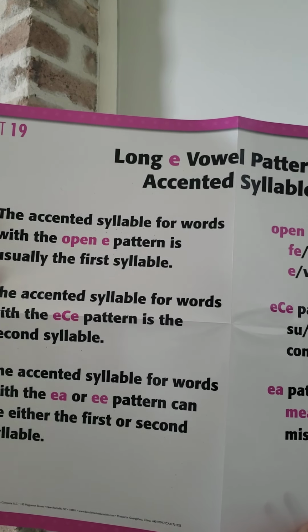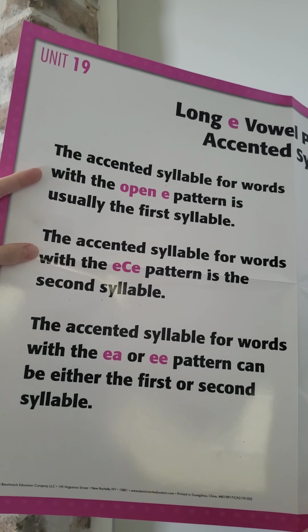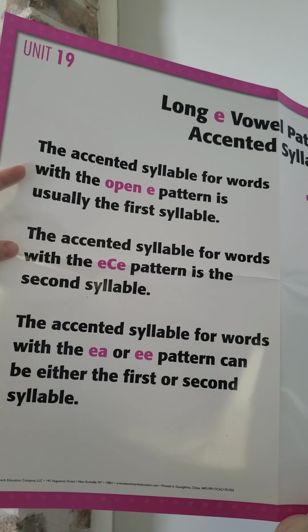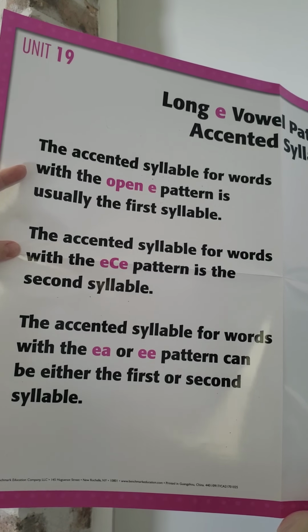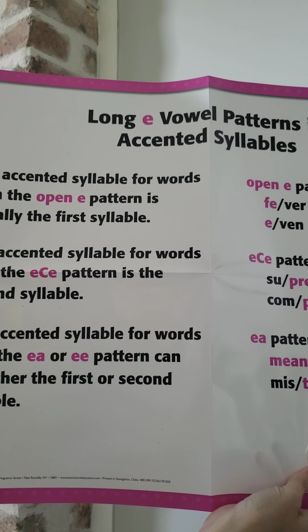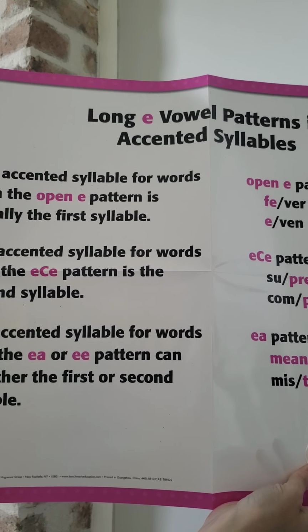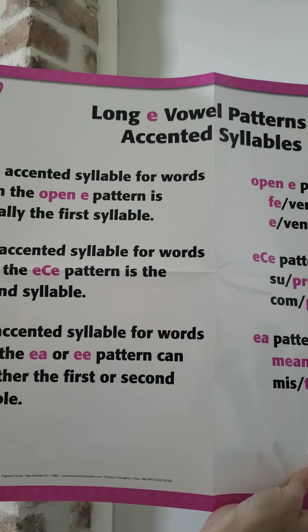Our next pattern is going to be our E consonant E. This states that the accented syllable for words with the E consonant E pattern is the second syllable. So let's look at these 2 examples. Supreme and complete. You can hear those long E's in both of those second syllables. So remember this whenever you are doing your word sorts this week. E consonant E pattern words are going to have accented syllables in the second syllable.